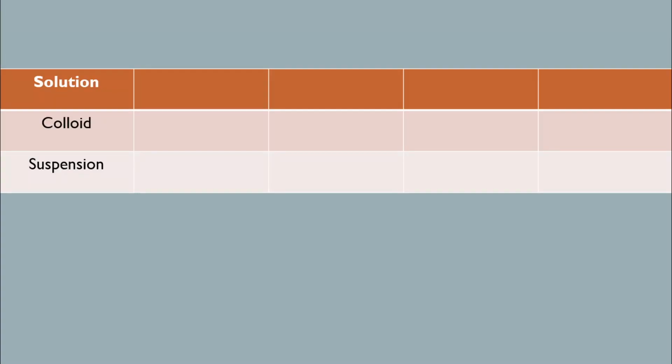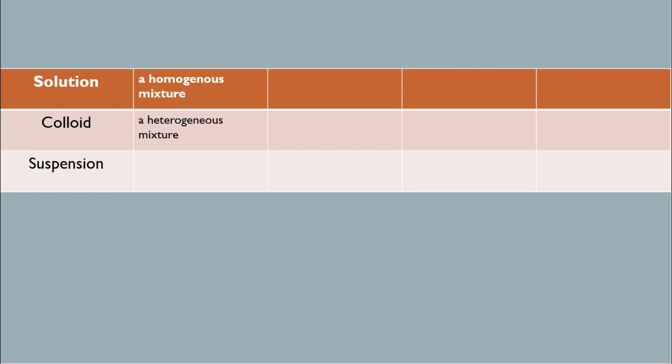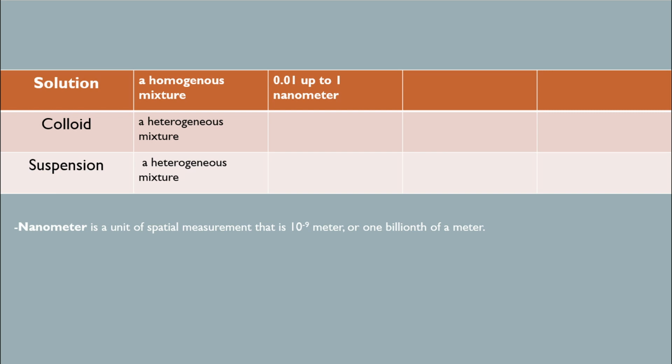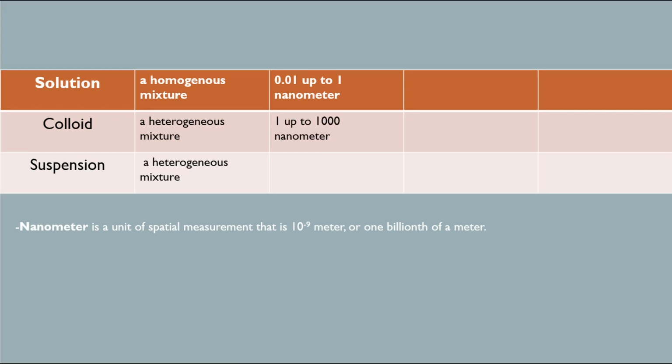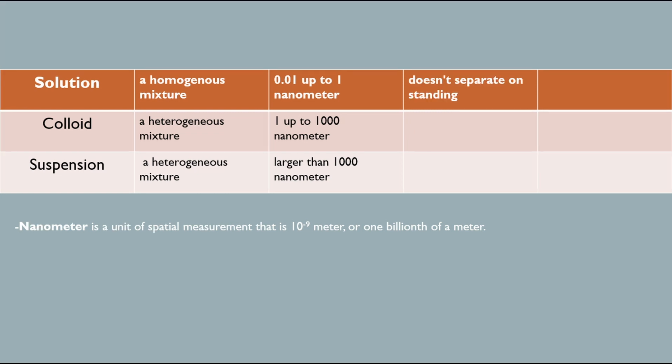Finally, let me teach you the difference between solution, colloid, and suspension. A solution is a homogeneous mixture. A colloid is a heterogeneous mixture, and a suspension is also a heterogeneous mixture. In a solution, the size of particles is from 0.01 up to 1 nanometer. In a colloid, the size of particles is from 1 up to 1000 nanometers. In a suspension, the size of particles is larger than 1000 nanometers.